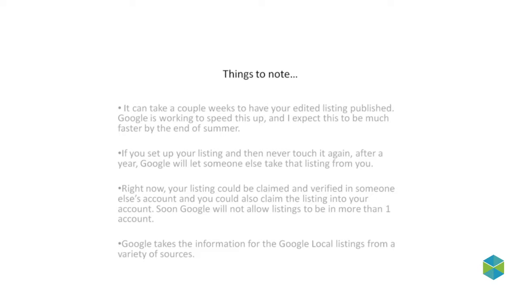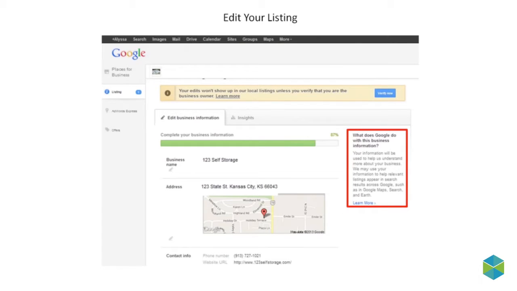And the last thing to note is that Google takes the information for the local listings from a variety of sources. It's not just the information that you put in and verified that you're the owner and you know everything about this facility. They don't just take your information and say, okay, that's all we're going to post. What they do is, back in that edit screen, there was a little paragraph to the right of the name of the business. And what that paragraph says is it's letting you know that your information will be used to help us understand more about your business.